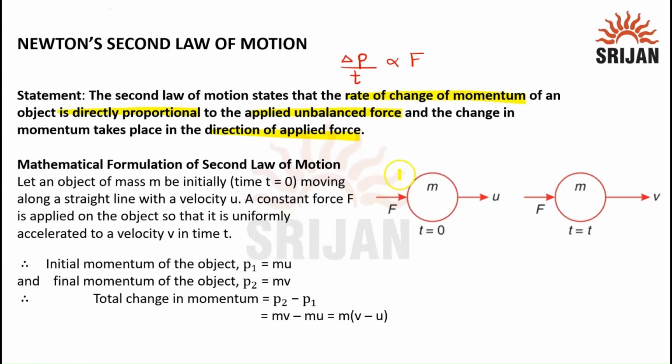So for this we have considered an object which is of mass m, and a force F is being applied on this object, and at time t is equal to 0 the object has velocity u, and after time t seconds, that is t is equal to t, under the influence of this force it has a velocity v. So the initial momentum of that object, that is p1, will be mu, and the final momentum of that object will be p2, that is mv. So the total change in momentum comes out to be p2 minus p1, that is mv minus mu.